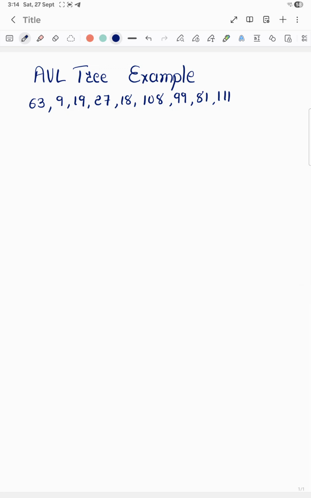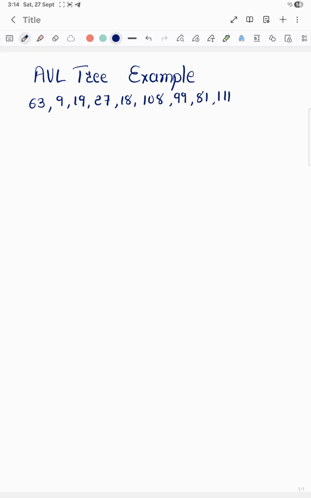In an examination you might get a question like: construct an AVL tree by inserting the following elements in a given order. That means this order is important. You cannot add 111 as the first element; it should be the last. You cannot add 19 before 9. So the order is important. Let me show you step by step how to do it.